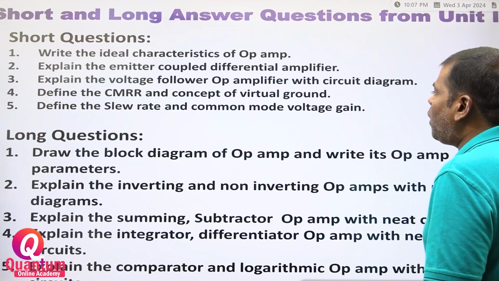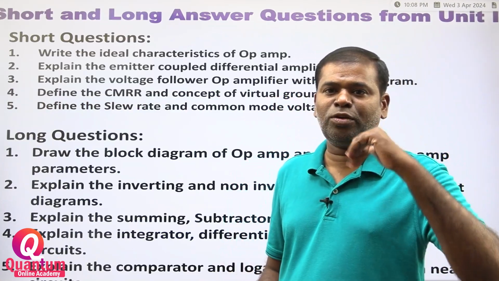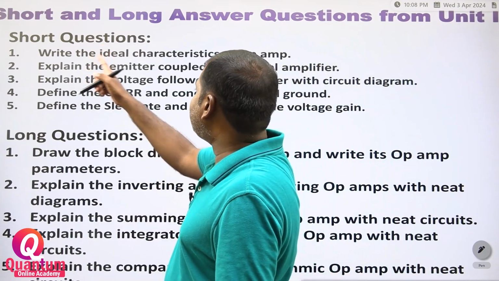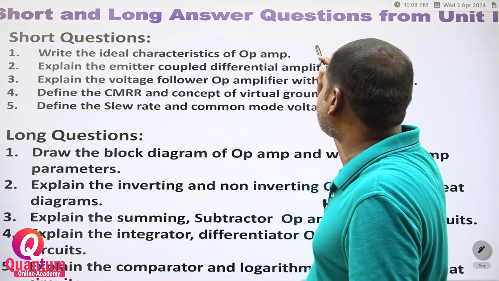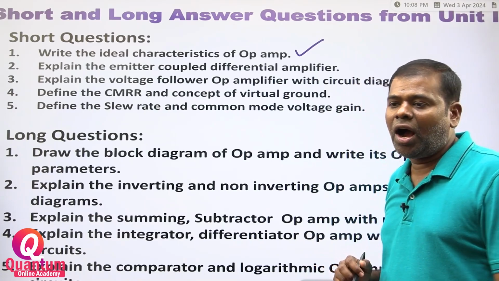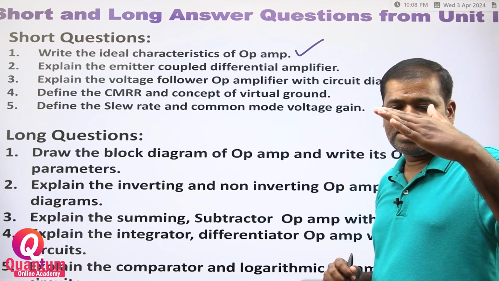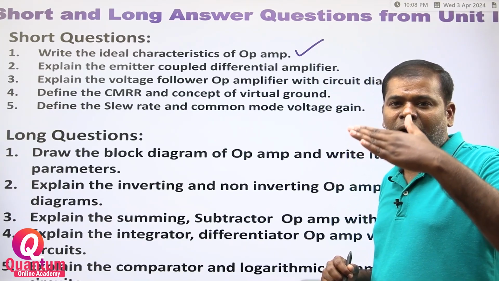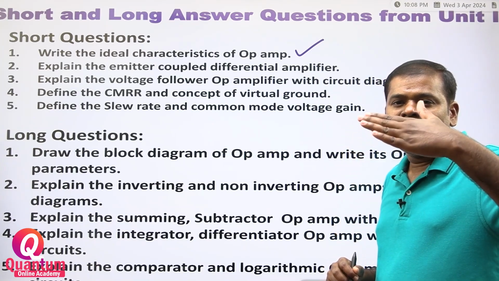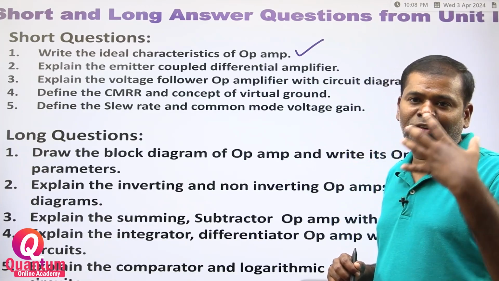Clear? Once you have to see the questions from unit number 1, what are the expected questions? Write the ideal characteristics of an op-amp. What are the ideal characteristics of an op-amp? How much input resistance is there? How much output resistance is there? What is the CMRR? What is the slew rate? What is the offset voltage? So these are the characteristics of an op-amp.